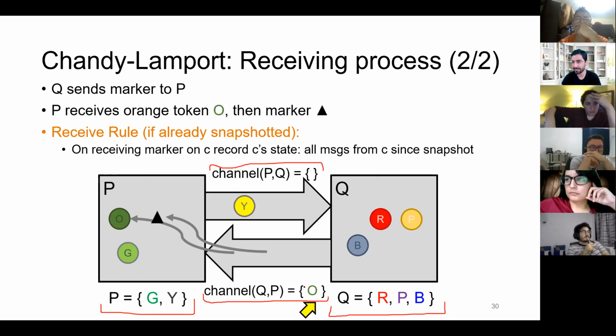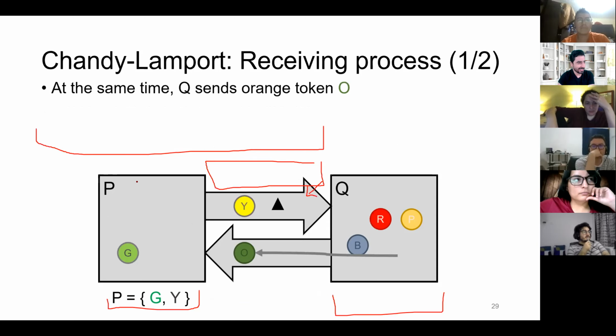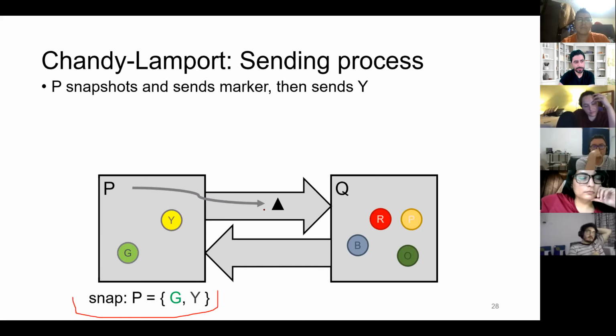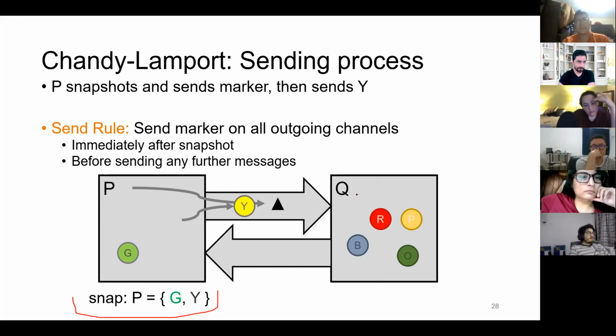It's very straightforward, really. There's no complication here. To start, I'm going to do it fast again. You remember, P starts, takes the snapshot. As soon as you take the snapshot, you send the marker. Of course, things are happening there.